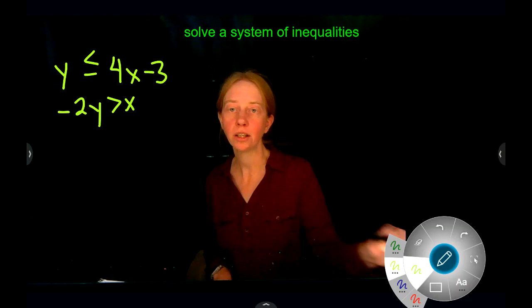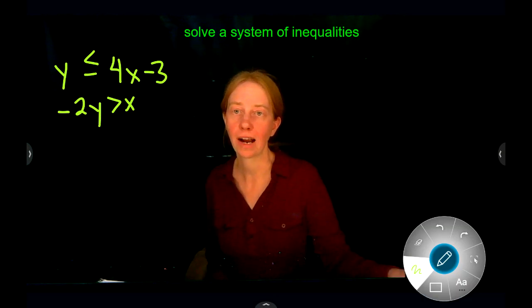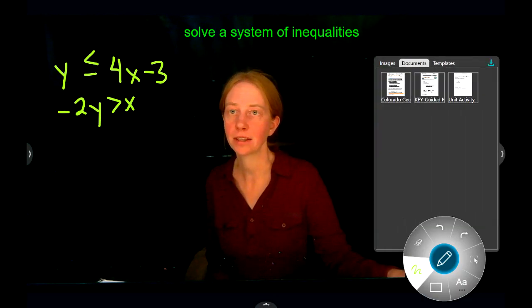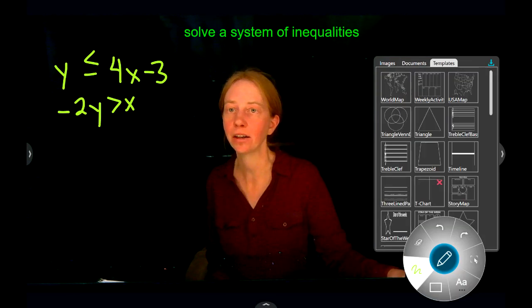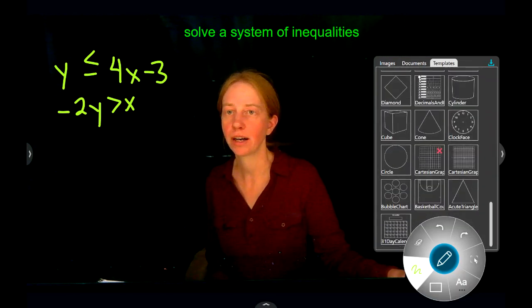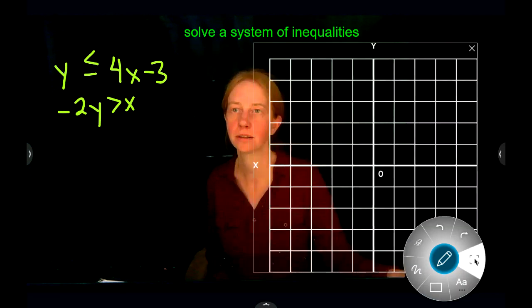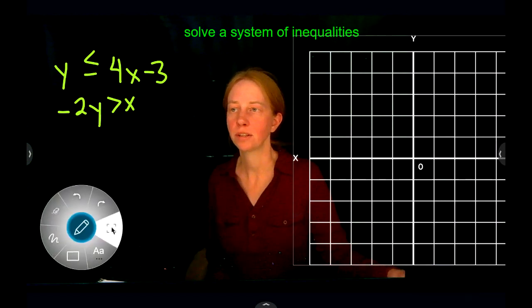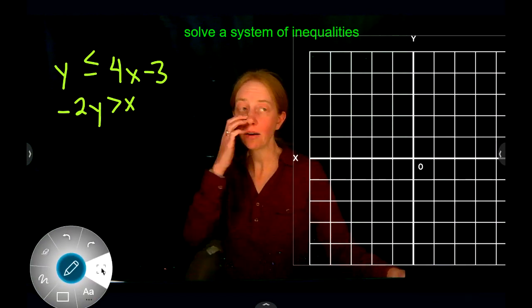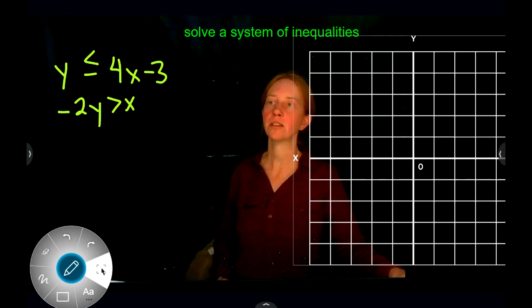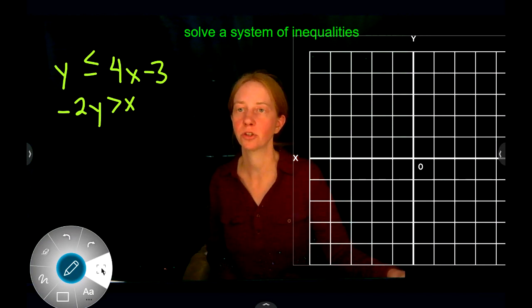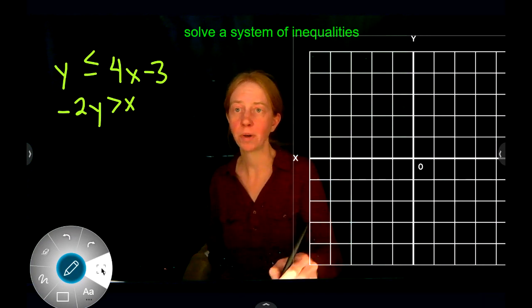Now we can use a coordinate graph to graph this, and we're going to find the area in which our answers could be. So let me go ahead and grab this one. I think that'll be a good size for us. Okay, and I'll move this out of the way. So we already have one equation: y is less than or equal to 4x minus 3. That's in a format that we know how to graph.